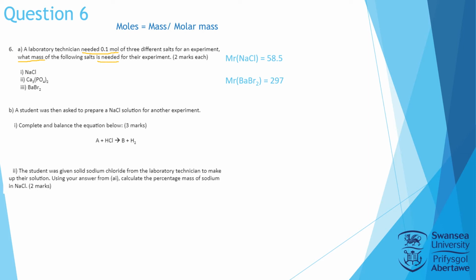So we want to rearrange this to give us the mass. So we've got mass equals moles times molar mass, and we know that the moles we want is 0.1, and then the molar mass of each compound is just worked out here. So this is quite a simple question. I'll walk you through working out the mass of this one.